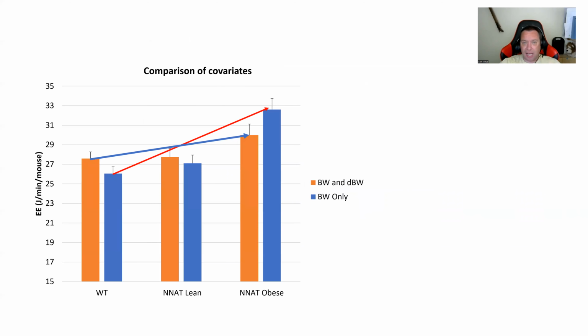Okay, and we can look at how this pans out, because these are the mouse, the wild type, least weight gain, NNATs, bit of weight gain, the lean ones, obese ones, loads of weight gain. So with body weight only, we get this big effect, which you can see with the red arrow here, but including both covariates, we've largely eliminated this big change in metabolic rate.